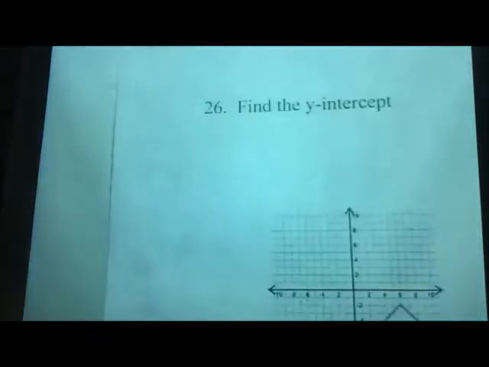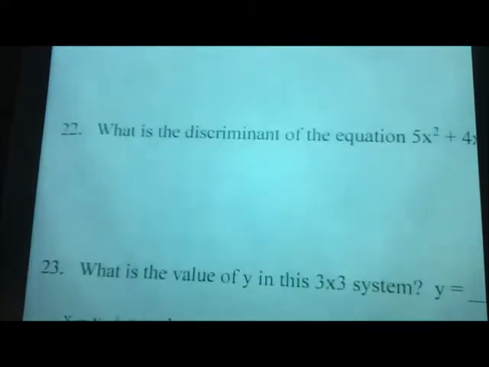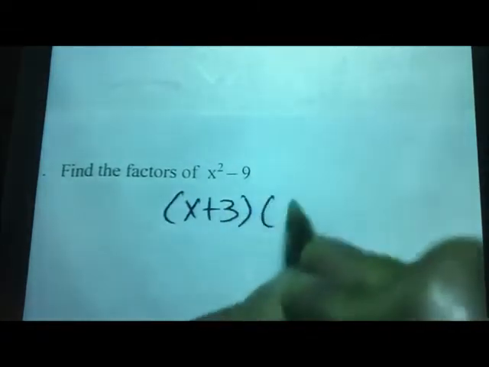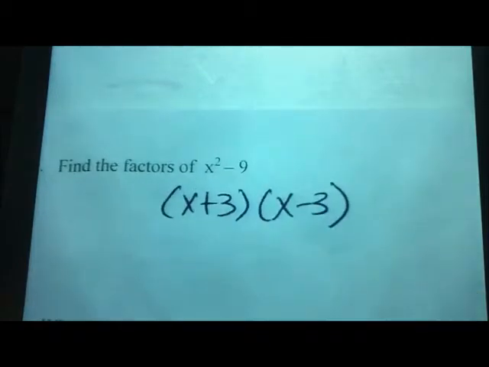We're almost done here. Find the factors of x squared minus 9. Can we take the square root of 9? Yes. What is it? 3. X plus 3, x minus 3. This is the difference of perfect squares. That one's an easy one.